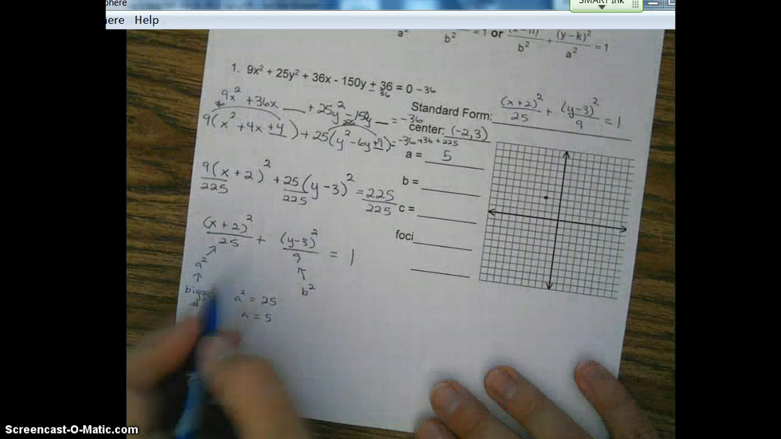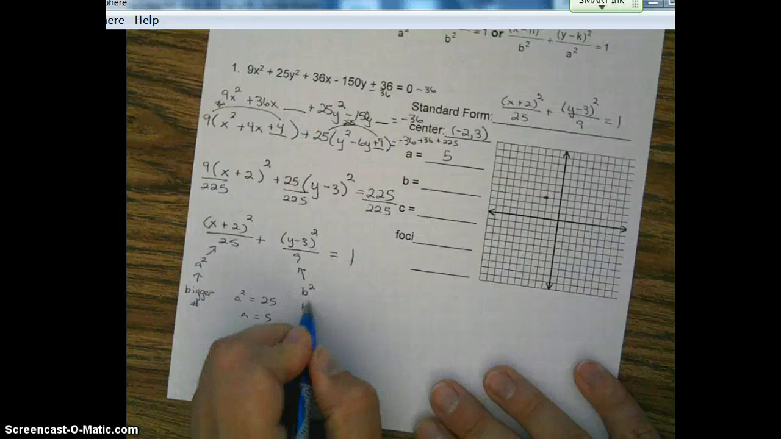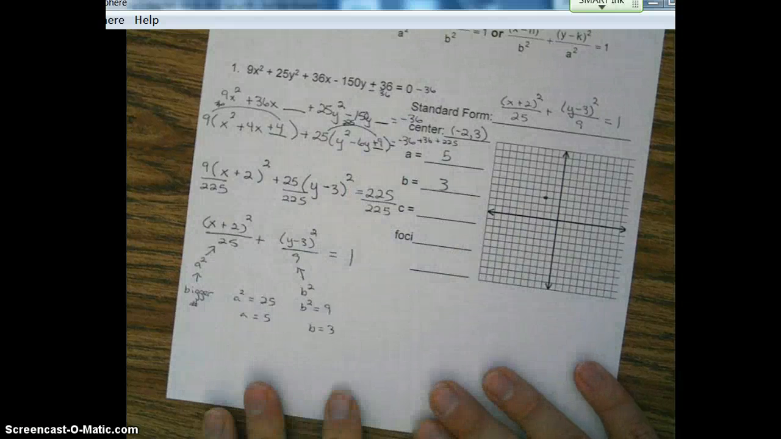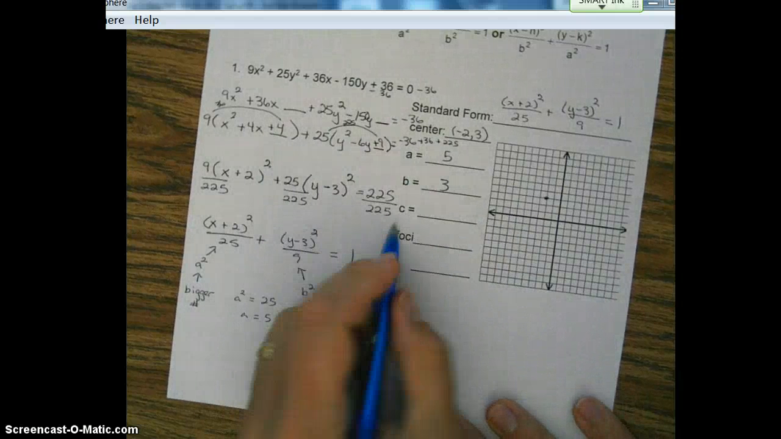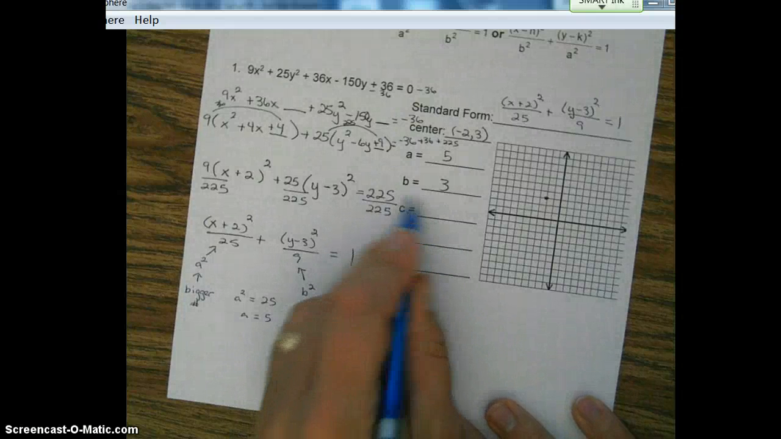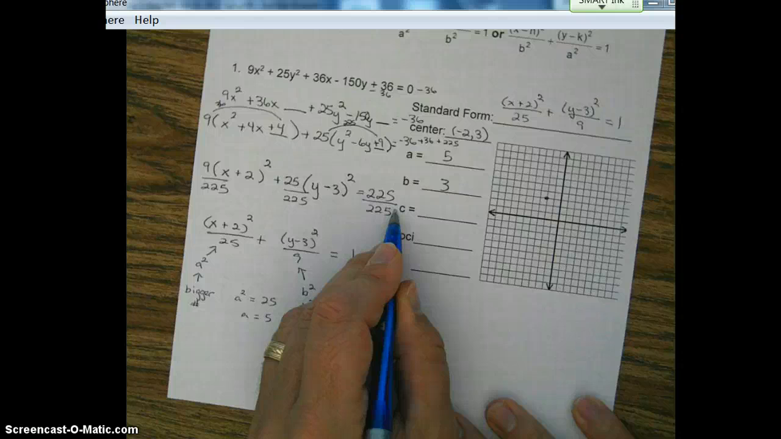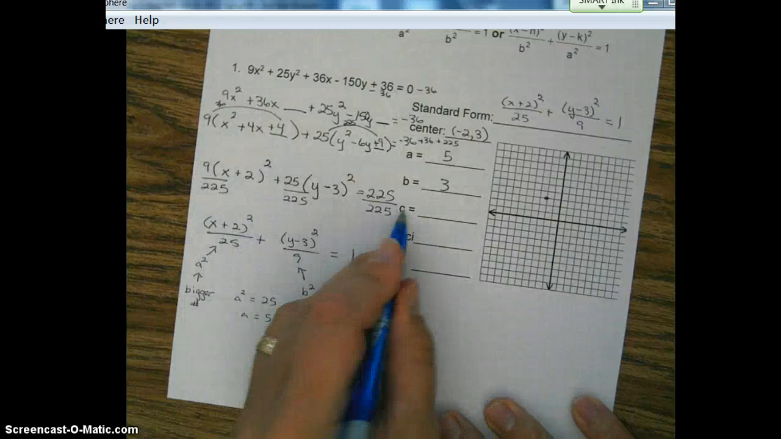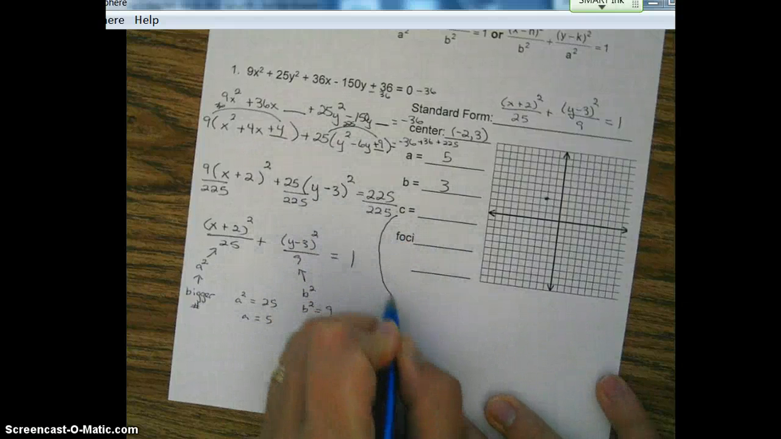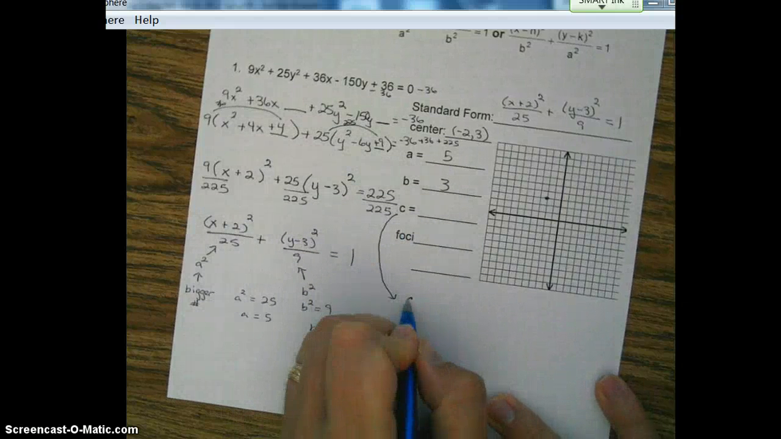Okay, find B. B squared equals 9, so B equals 3, taking the square root on both sides. Okay, now C. Remember that C stands for our number for finding our focus. To find it, there's a little formula that you use to find the C value. So you always do this.